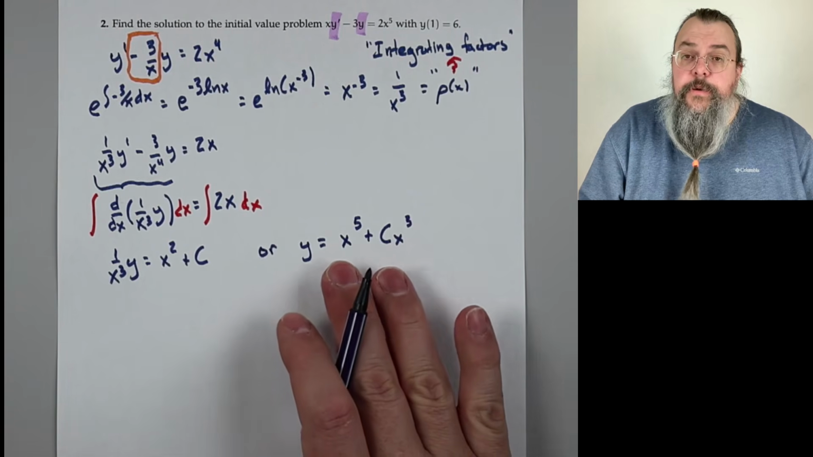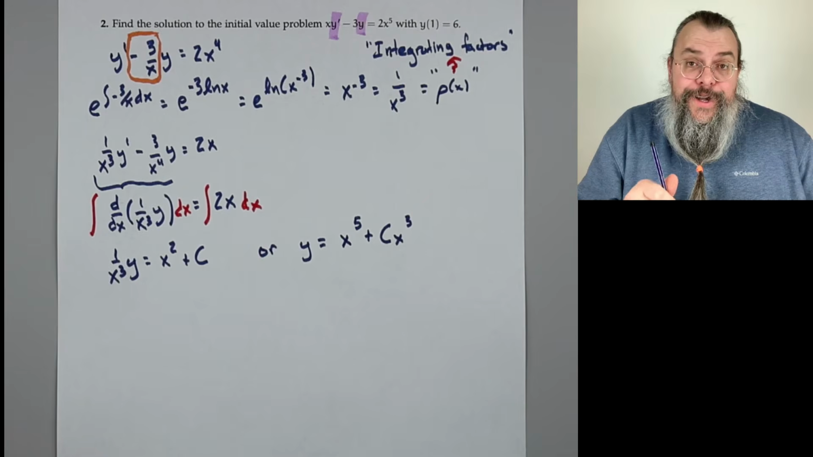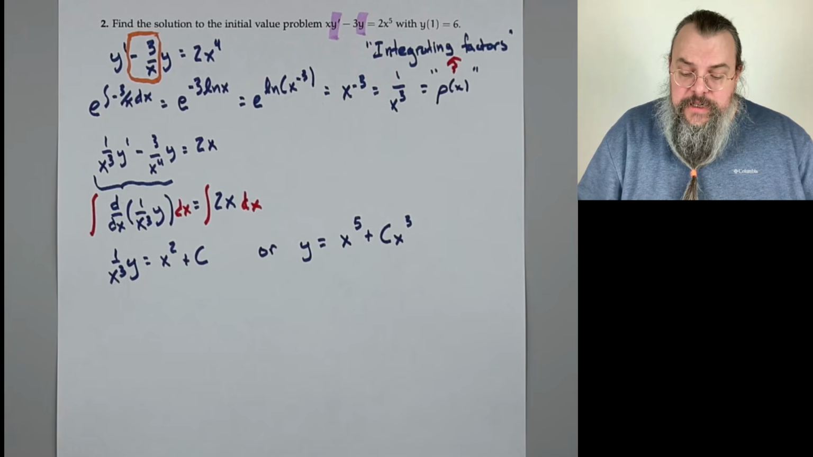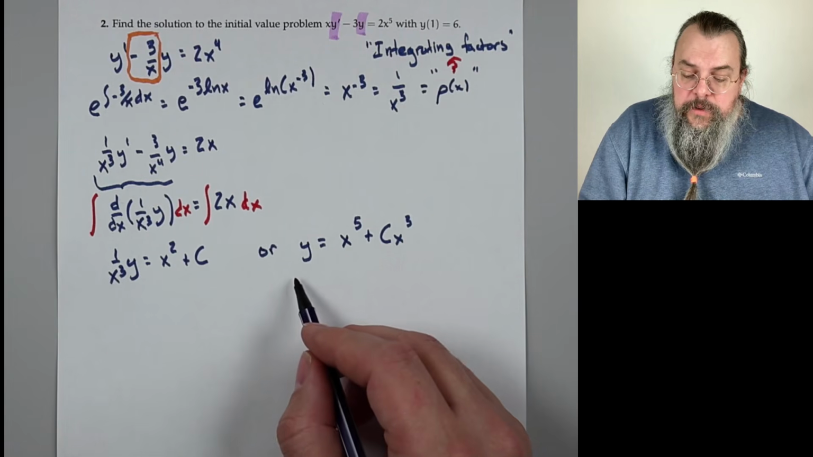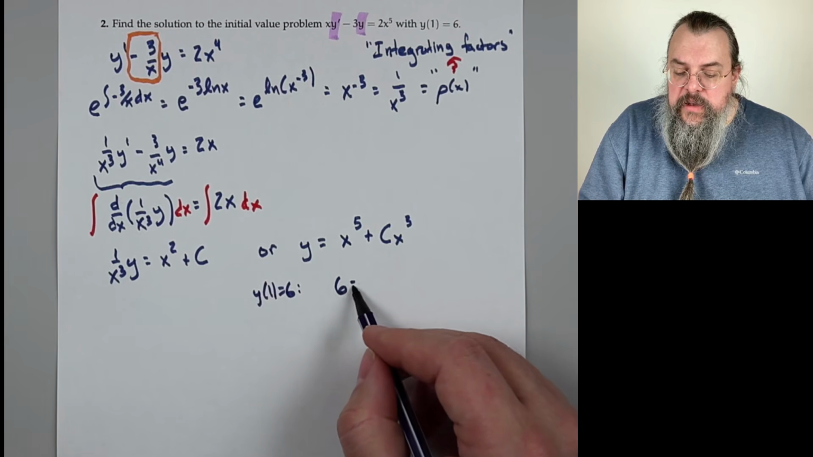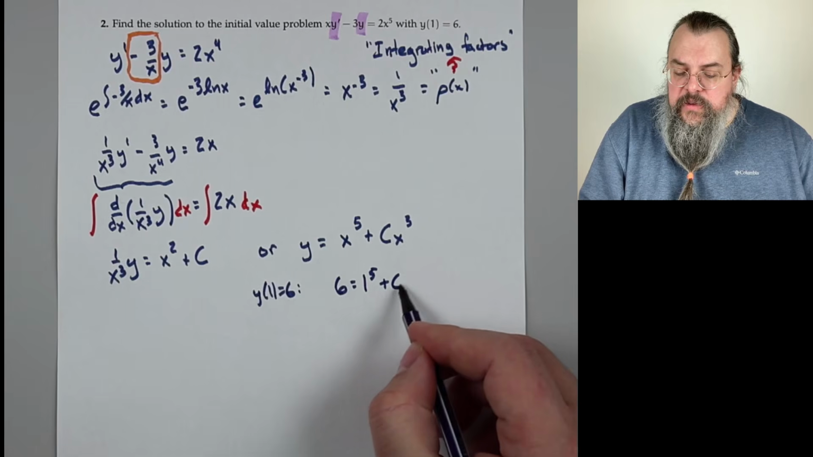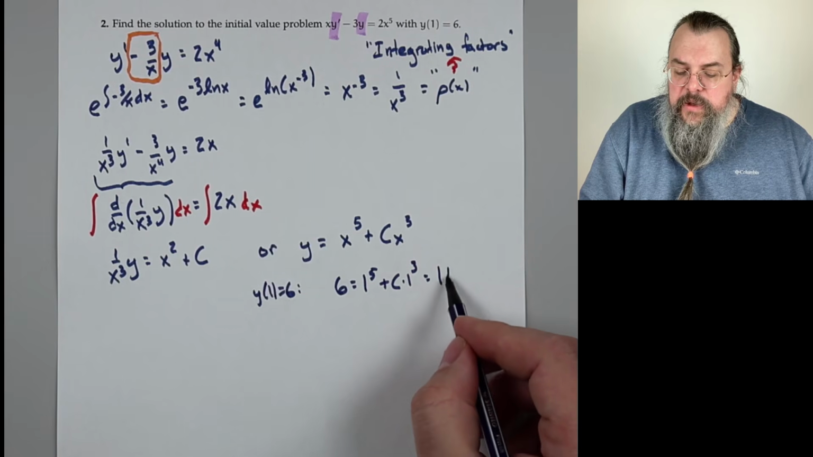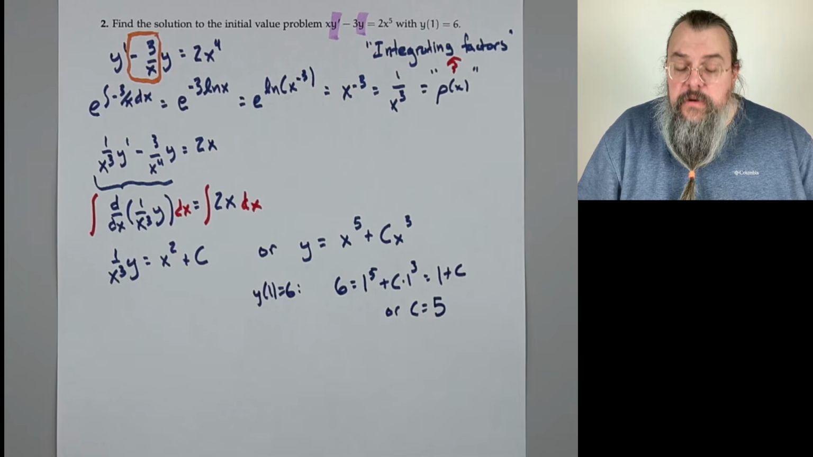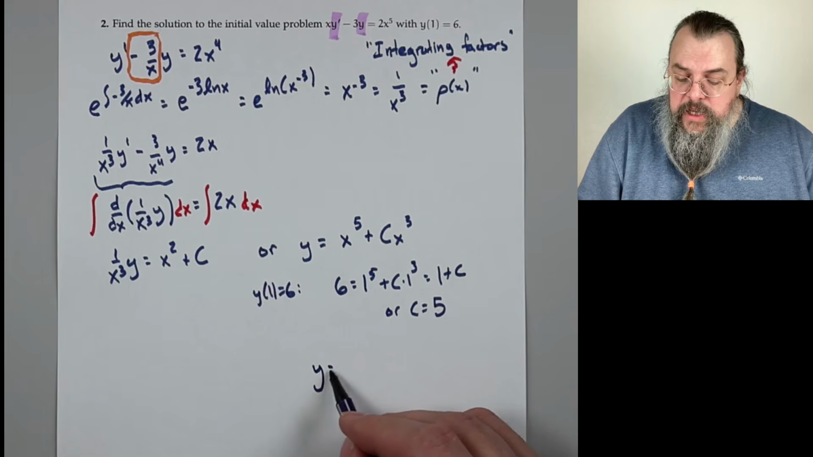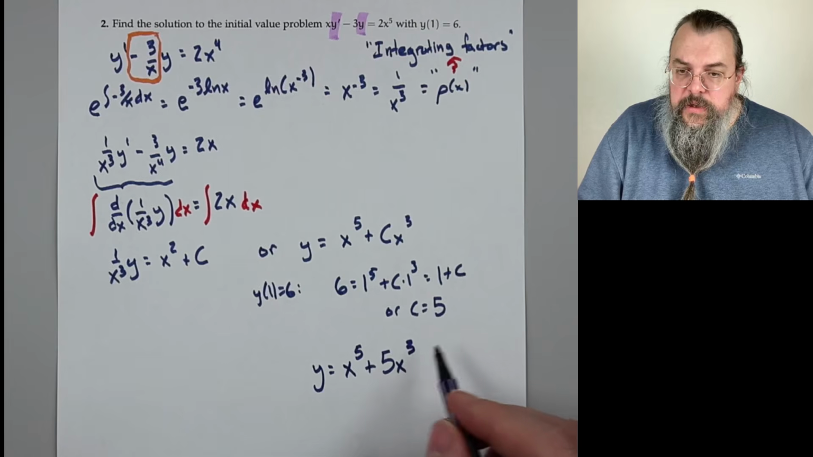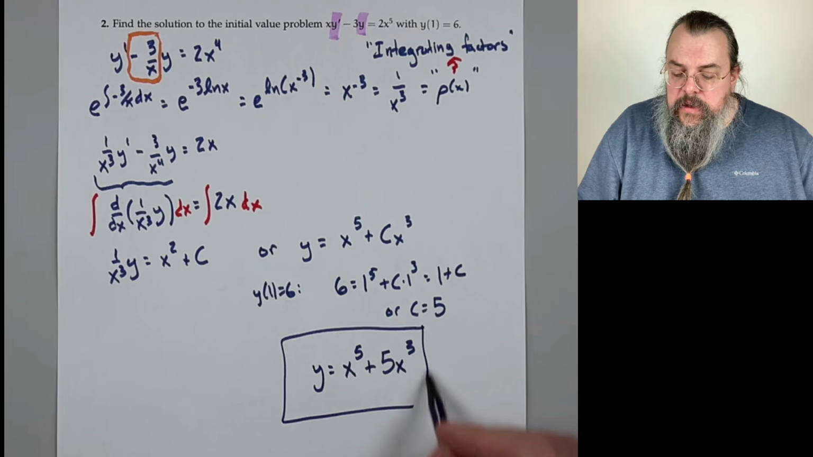Now, if we were looking for general form, we'd be done. But we're not. We have some initial conditions. So we need to put our initial conditions in. All right, so y of 1 equals 6. That tells us what? Well, it tells us that 6 needs to equal 1 to the 5th plus c times 1 cubed, which is 1 plus c. Or we could say that that says c has to equal 5. So our final answer is y equals x to the 5th plus 5x cubed. And we're done.